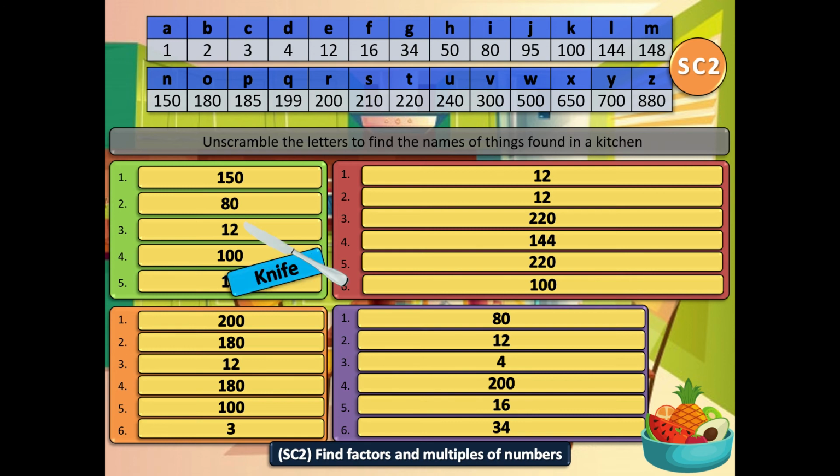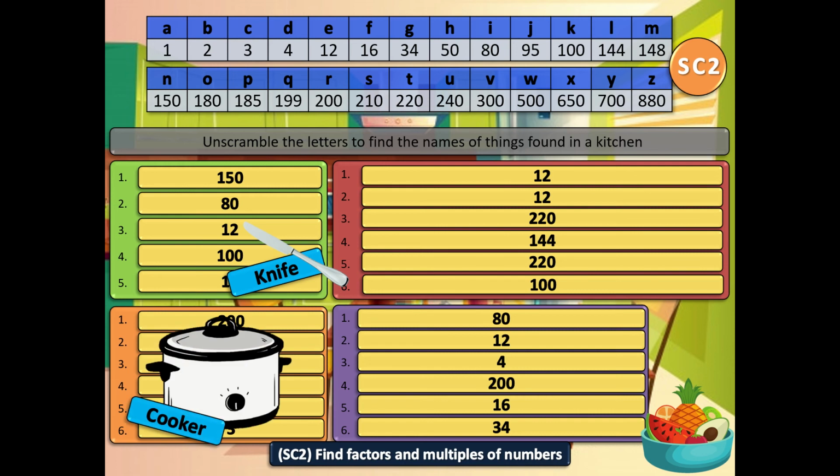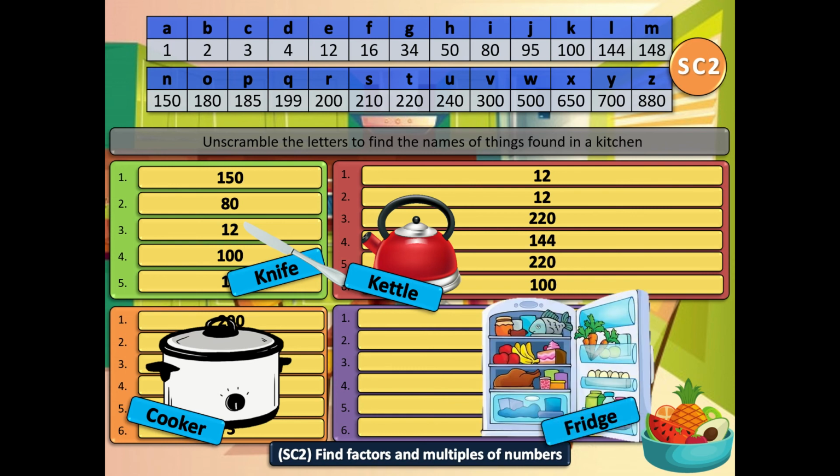The greens made knife, the ambers made cooker, the reds made kettle, and the purples made fridge.